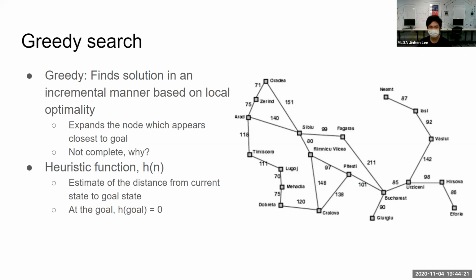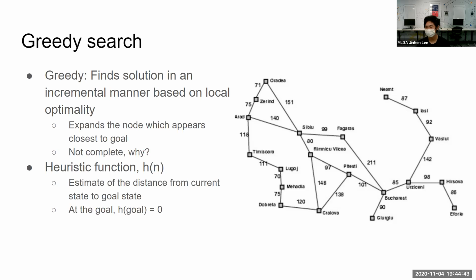So greedy, as the name implies, finds the solution in an incremental manner based on local optimality. So at any time step, it only chooses the best option available in front of it. It doesn't care what the consequence of choosing this node is. Okay, so it may not be complete.